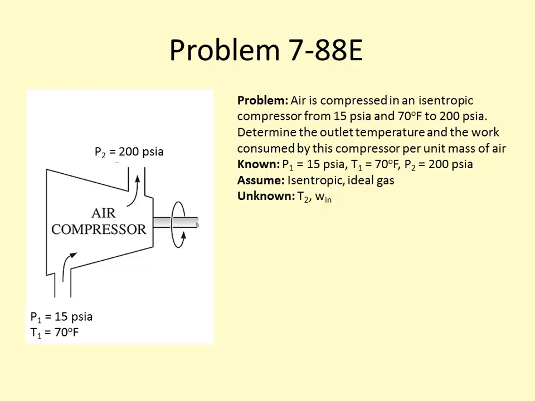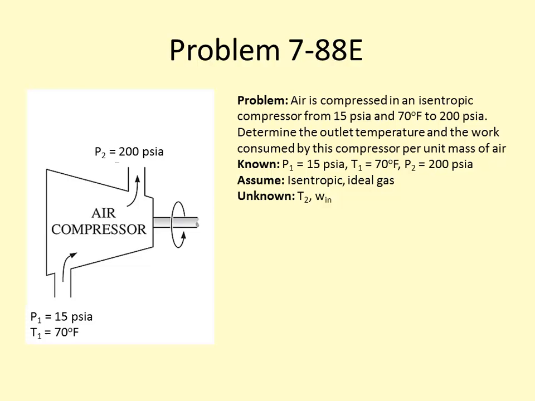T1, we need to convert it to Rankine, so 70 plus 460 Rankine. P2 is in PSIA, so 200 PSIA over 15 PSIA to the 0.389 over 1.389. So we calculate this to be 1095 Rankine. Okay, so we've determined the outlet temperature.